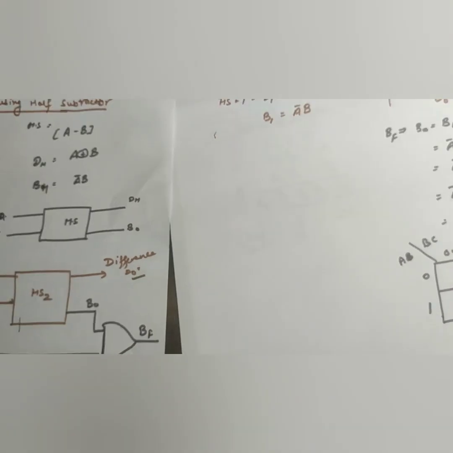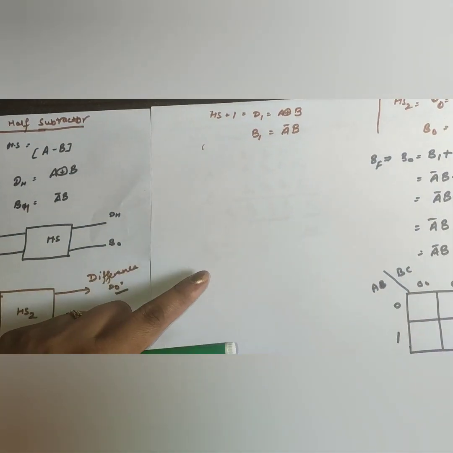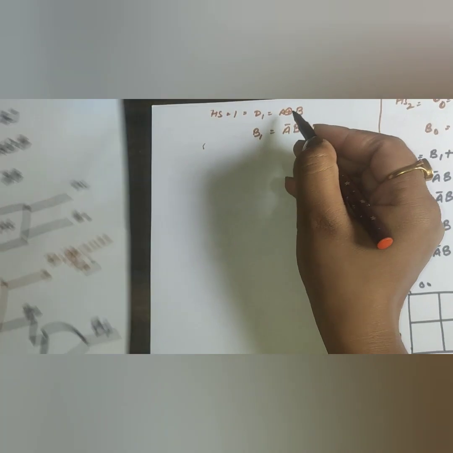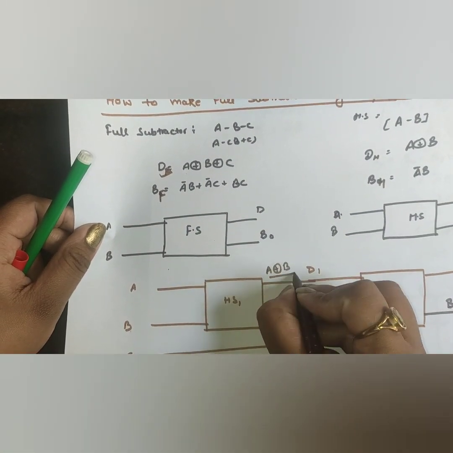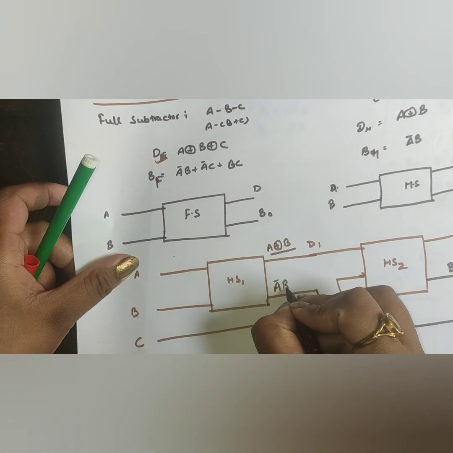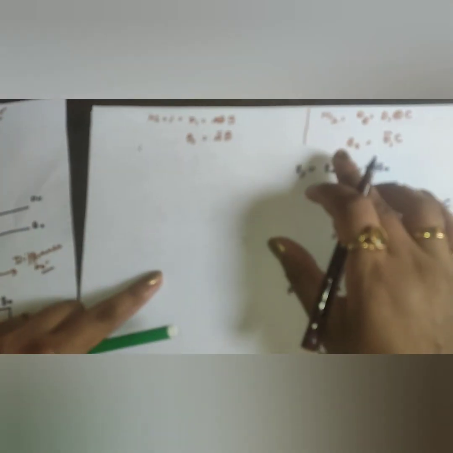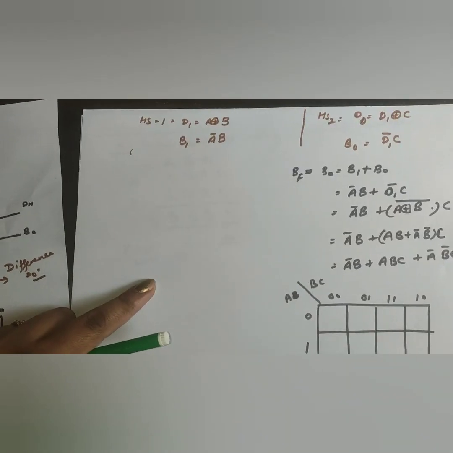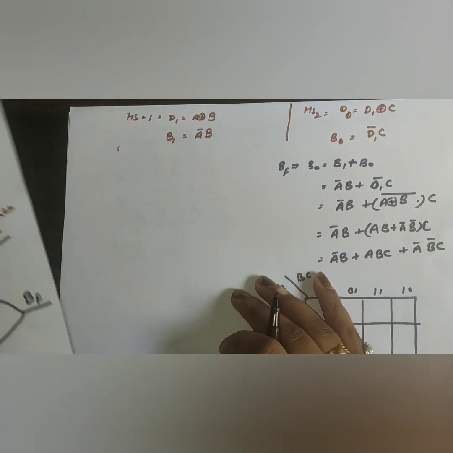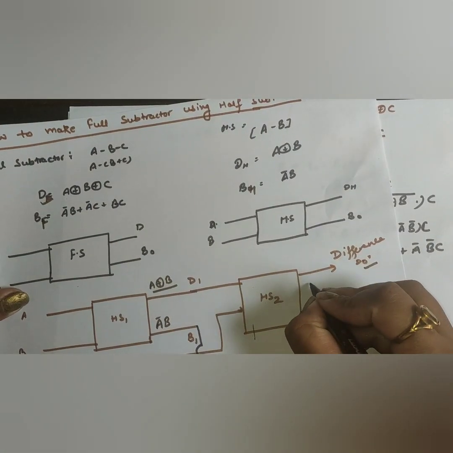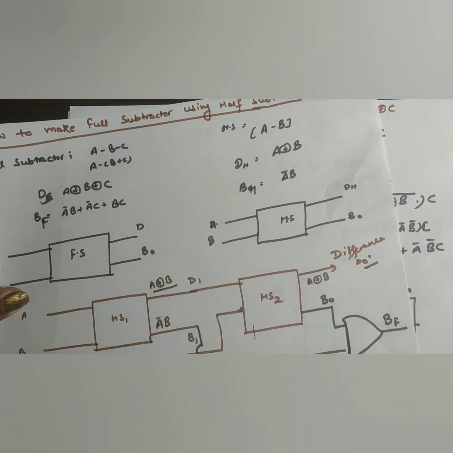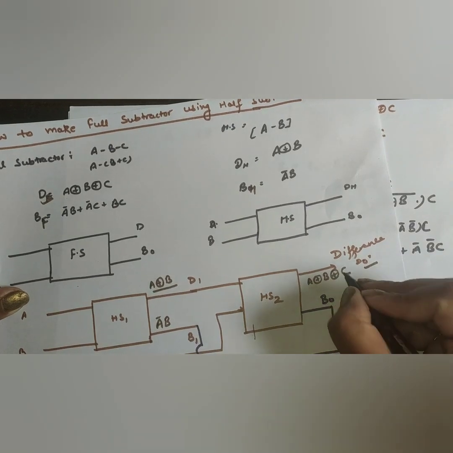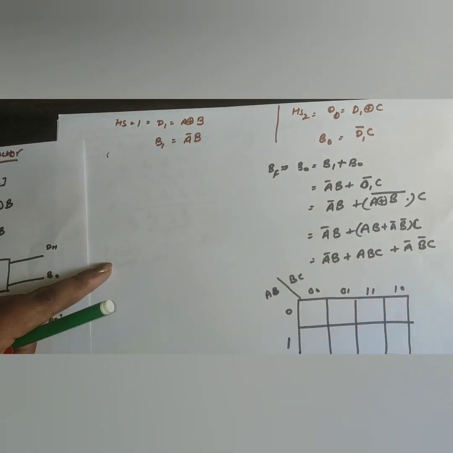So you can check half subtractor. First half subtractor output will be a XOR b, because two inputs are given, and b1 will be a bar b. Okay, now half subtractor 2. Half subtractor 2, difference will be D1, that is A XOR B, XOR C.